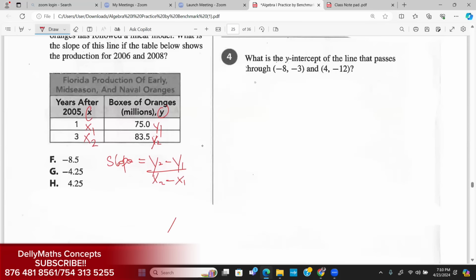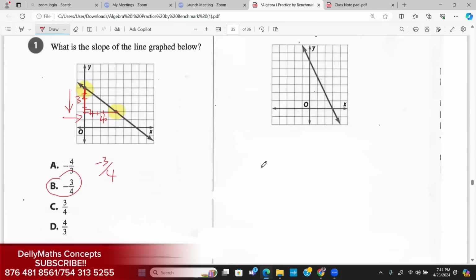So let us quickly substitute. Now, y2 is 83.5, and I'm going to subtract 75. And this is over x2, which is 3, minus 1. When we subtract this, we're talking about 83.5, we want to take away 75. That's going to give me 8.5 over 2. And this is definitely 4.25. So here's my answer. Let's go for question 3.